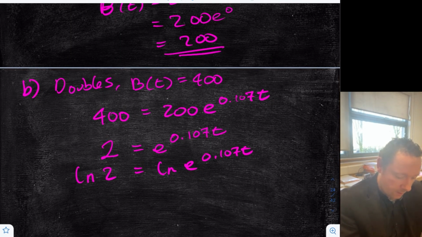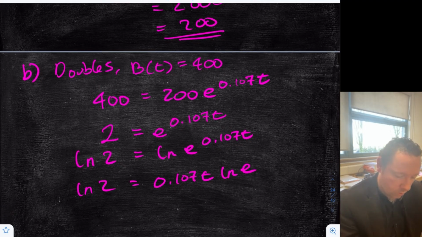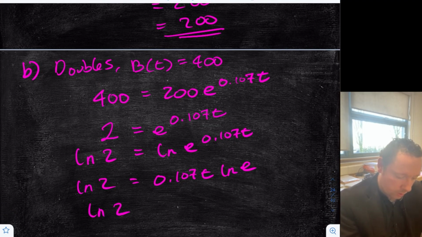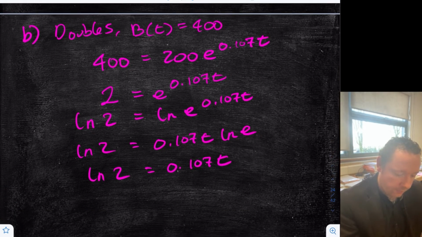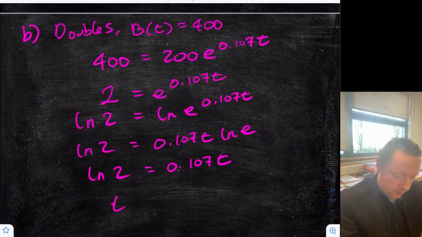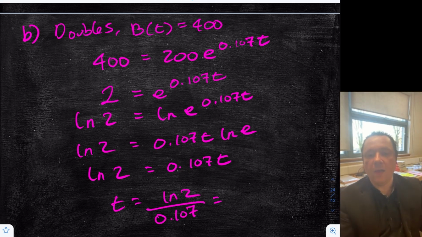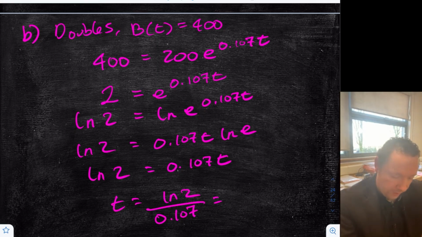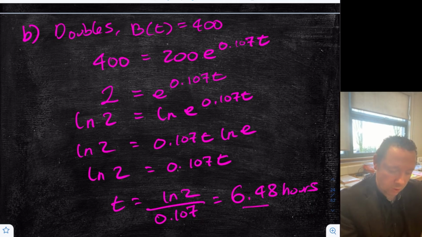Taking it down as a power, so you get log 2 equals 0.107t times log e of e, which is just 1. So log 2 equals 0.107t. Divide through by 0.107, t equals log 2 divided by 0.107. Get your calculator out and you will get about 6.48. So 6.48 hours, because hours was our unit of time.